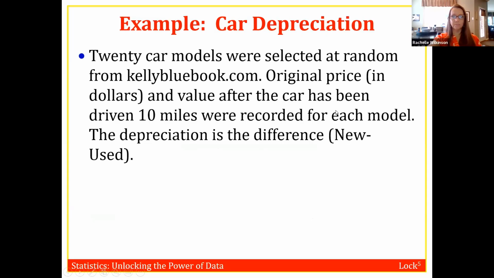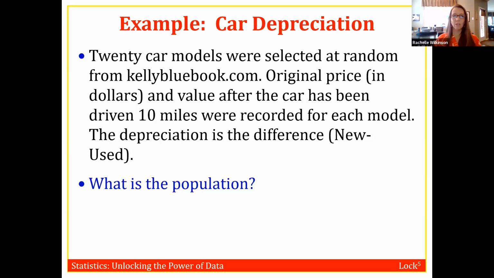All right, let's look at another example. So this one is also about cars, but it's a little bit different data that's collected this time. So 20 car models were selected at random from kellybluebook.com. The original price in dollars and the value after the car has been driven 10 miles were recorded for each model. And the depreciation is the difference, taking the new price minus the used price. And what we want to find out is what is the mean depreciation for all car models.